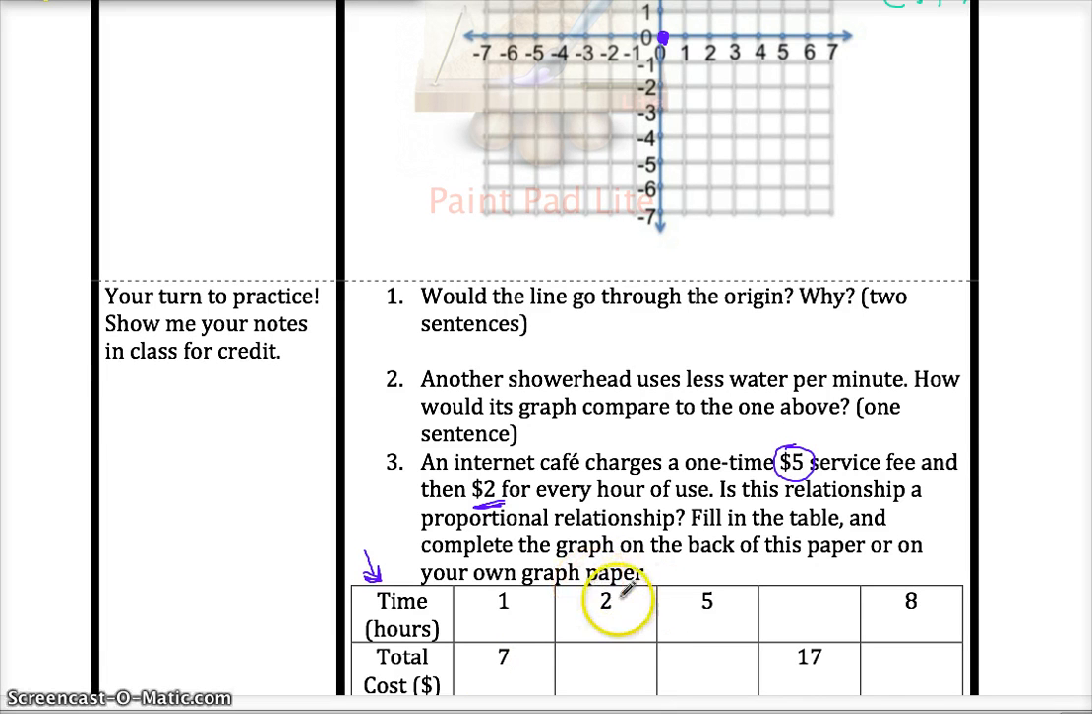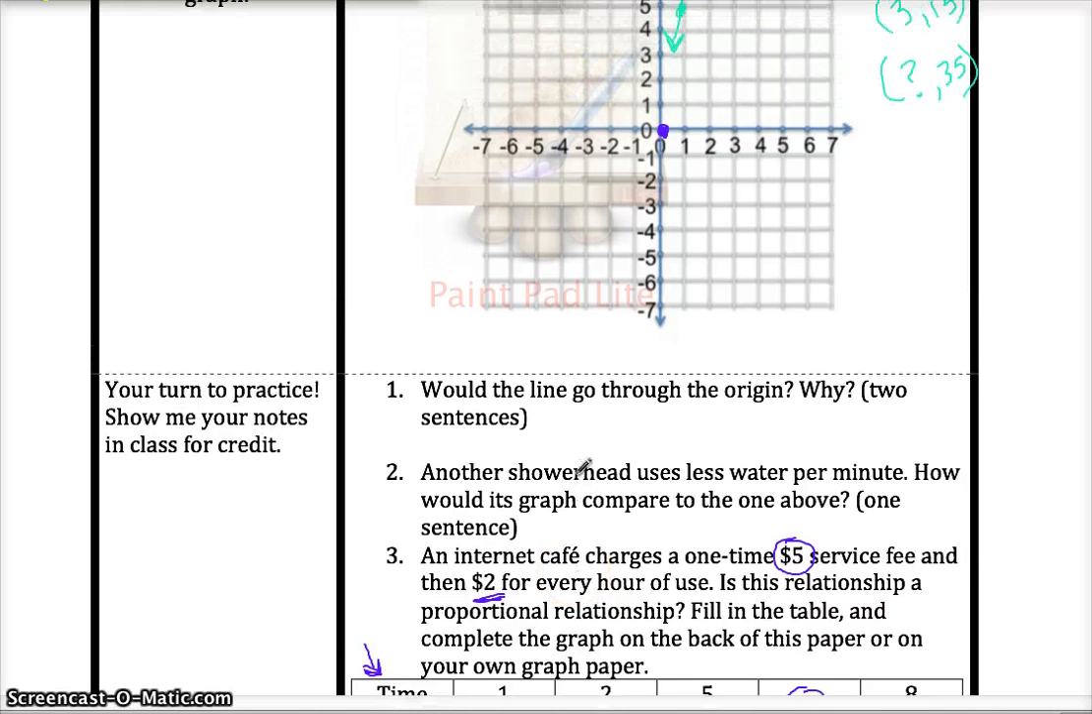All right, and then let's do 2 together. 2 would be for 2 hours, so $2 for every hour of use, so that's $4, plus the $5 service fee, so 4 plus 5 is 9. So for 2 hours of use, it would be $9. All right, so you go ahead and fill in how much it would be for 5 hours, how many hours you get for $17, and then how much it would cost for 8 hours of use. And these aren't zeros, these are boxes that you need to fill in. Okay, once you fill in those tables, tell me, is it a proportional relationship? And if so, graph this on the back of this paper, on your notes, or on your own graph paper.